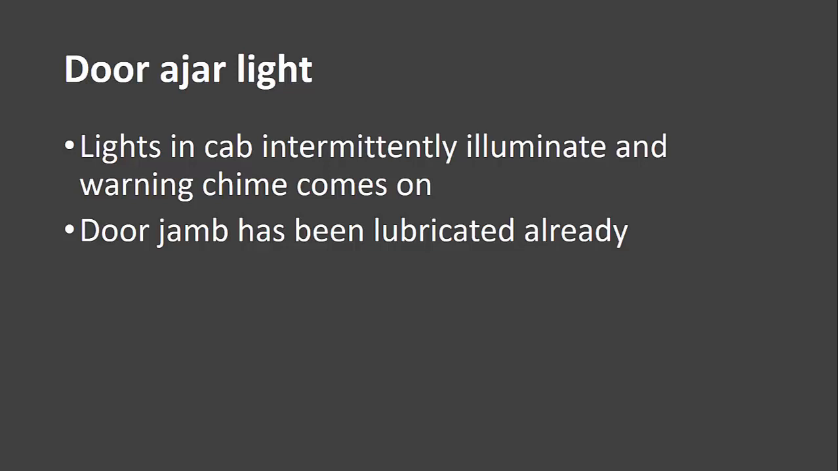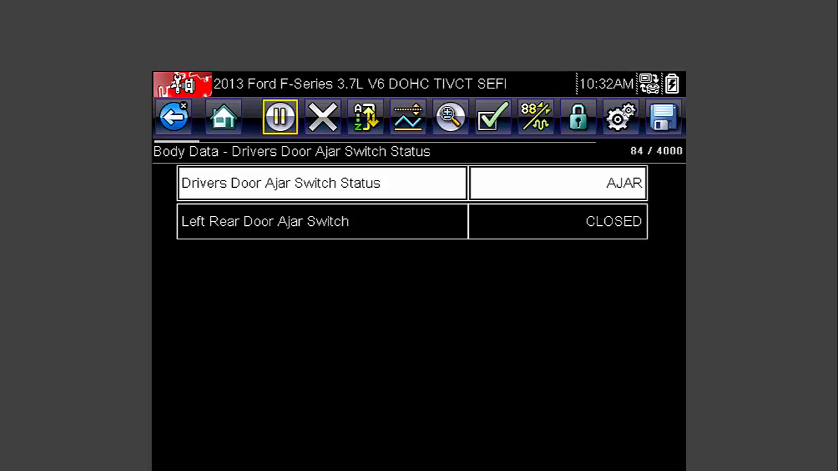Alright, next up is the door ajar light. So the lights in the cab intermittently illuminate and a warning chime comes on. The tech at the shop already lubricated the door jambs and no change. So on the scan tool, we quickly identify that it's the driver's door that's giving us an issue, not the passenger door.